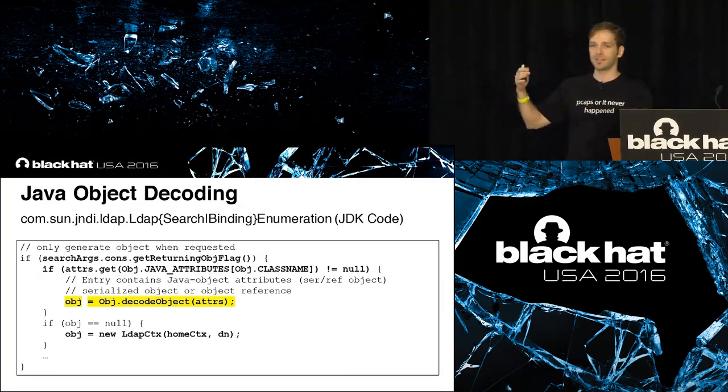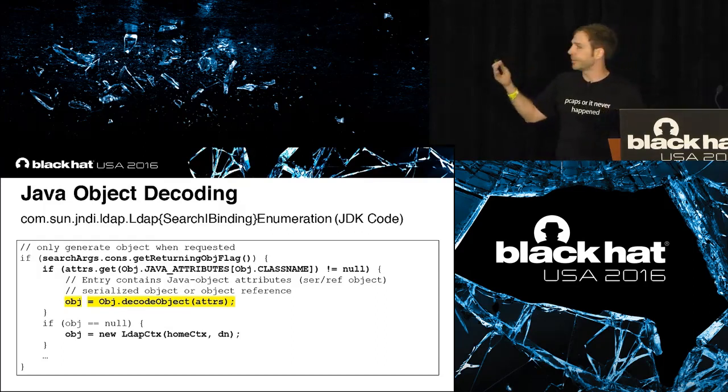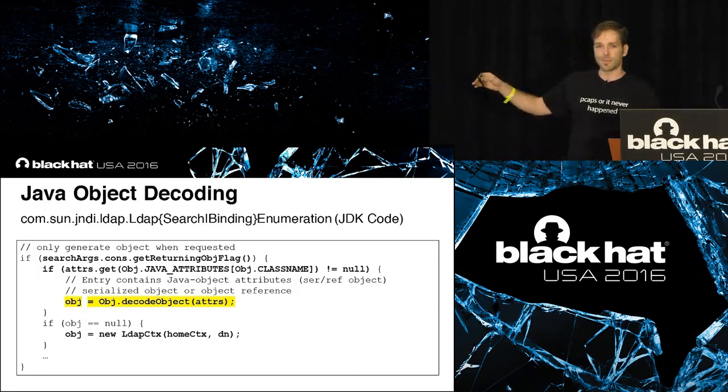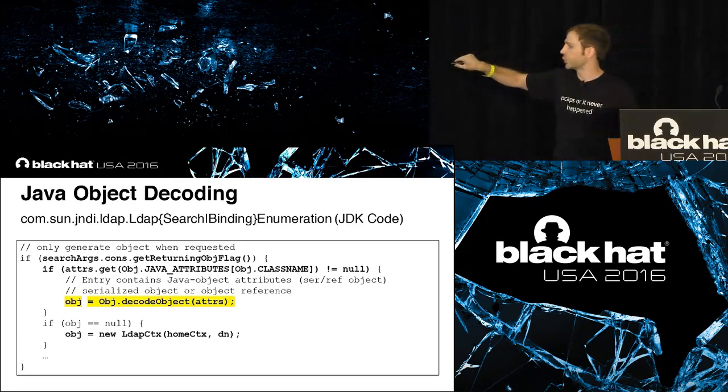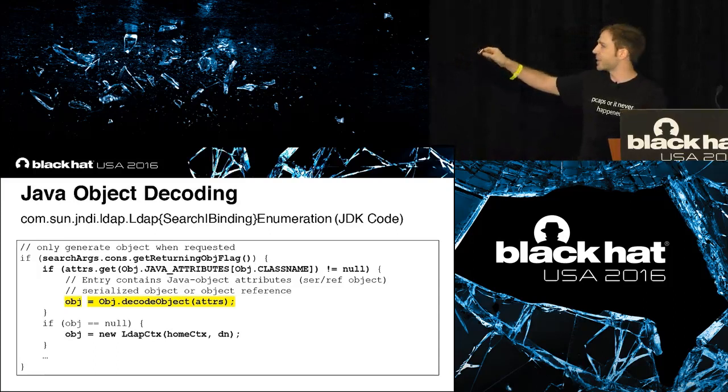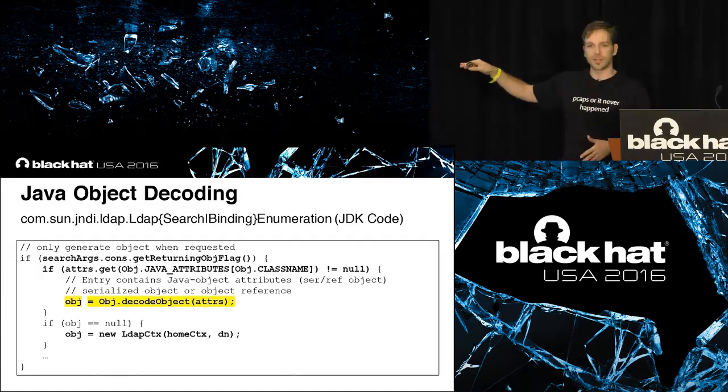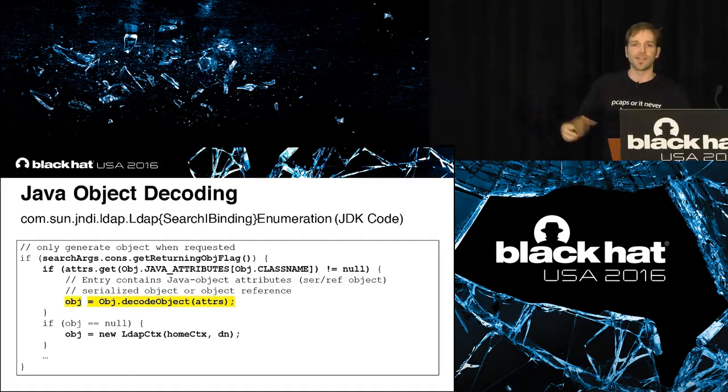So after auditing really many applications performing returning object searches, we found that most of them, if not all of them, the developers were actually expecting to get this wrapper. They were not expecting to get any Java objects at all. But because this piece of code is before the wrapper generation, this will be executed if the Java attributes are present in the response.